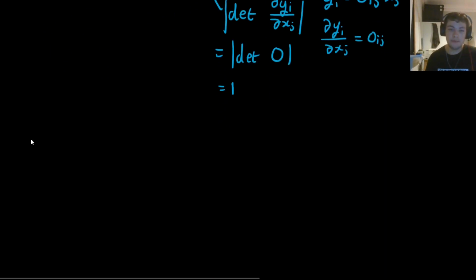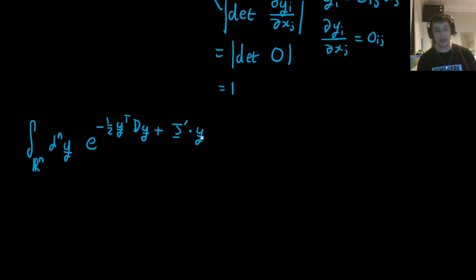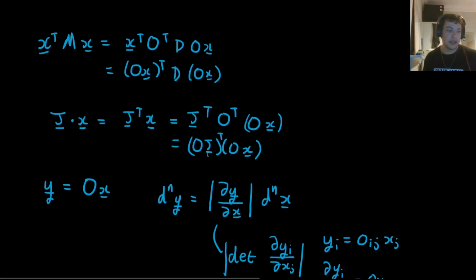And so what we get is our integral is equal to the integral over R^n of d^n y, and then we've got e to the negative 1/2 y transpose D y plus j primed dot y, and j primed here is this thing here.